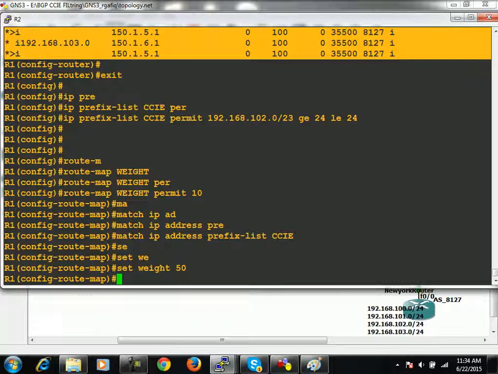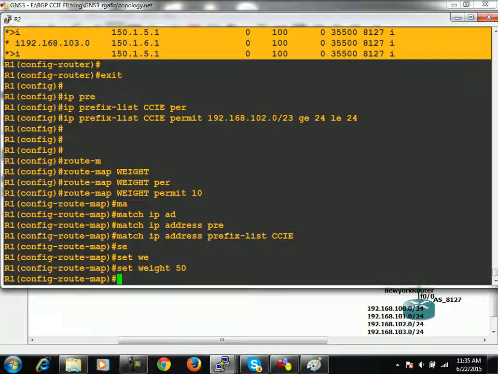So now it will set weight for all those prefixes which match this prefix list. Only the last two prefixes will match. What about the remaining two prefixes, like 100 and 101? They will not match any statement of this route map, so they will be implicitly denied. You understand? I want it to keep receiving all other prefixes from its neighbor R6 with the default attributes. It should not filter all other prefixes apart from 102 and 103, right?